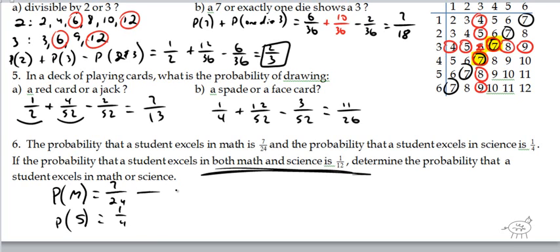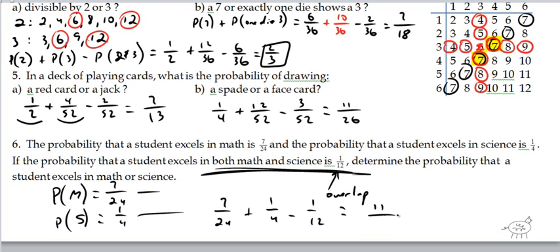Well, here's the deal. I counted the people in this group that were smart in science too, and I counted the people in this group that were smart in math. So this is the overlap right here. And so what you're going to do is you're going to say 7 over 24 plus 1/4 minus 1/12. And you get 11 over 24.